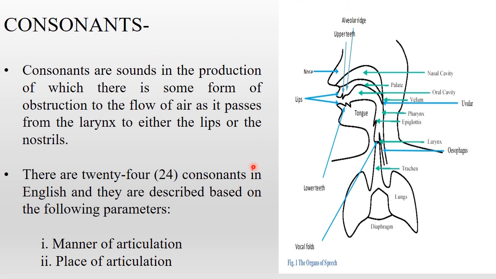There are 24 consonants in English and they are described based on the following parameters: manner of articulation and place of articulation, along with other parameters. So let us see them.